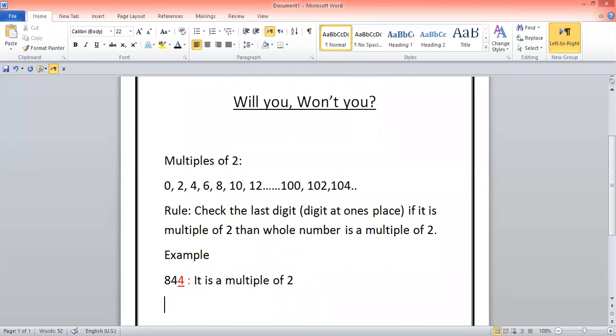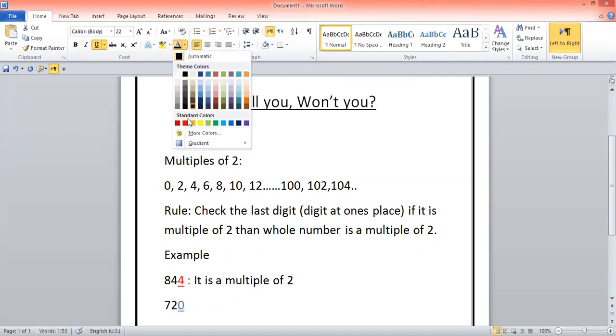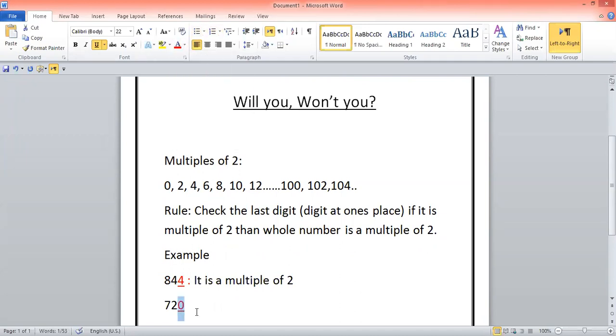I give you one more example. Second is 1096. Or let's suppose I ask 720. Check the last digit. The last digit is 0. So it is a multiple of 2.